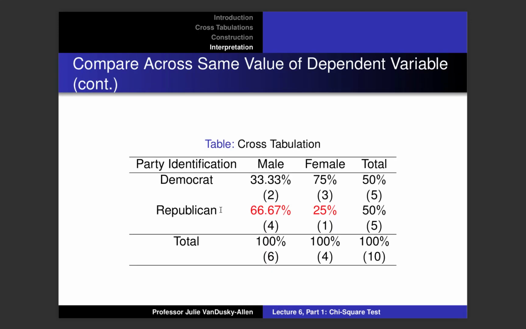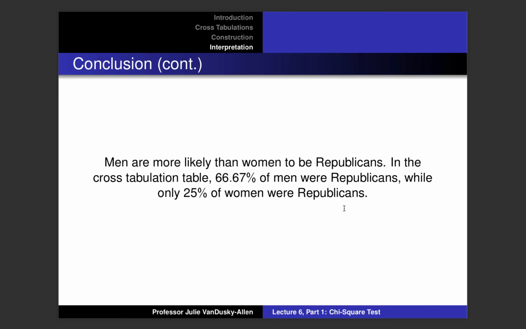We can repeat this process for other values of the dependent variable. In this case, I would compare males and females in the Republican row only. 66.67% of men were Republicans, while only 25% of women were Republicans. So we can conclude that men are more likely than women to be Republicans. In the cross-tabulation table, 66.67% of men were Republicans, while only 25% of women were Republicans.